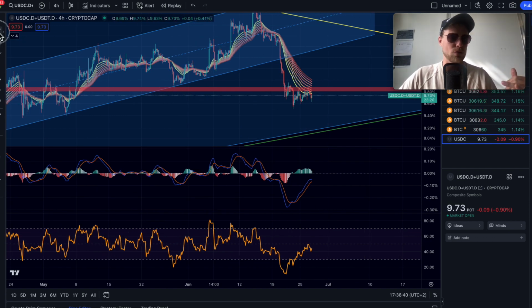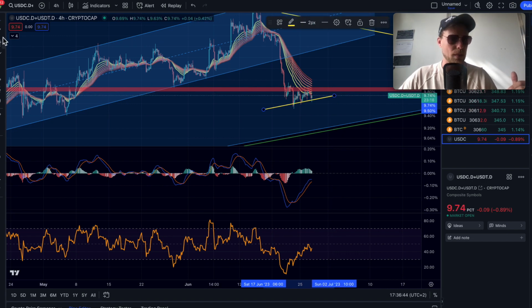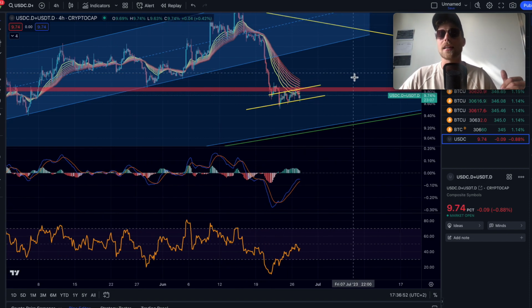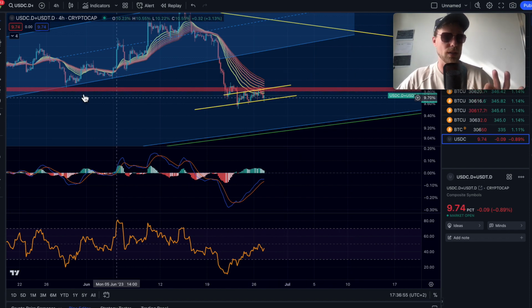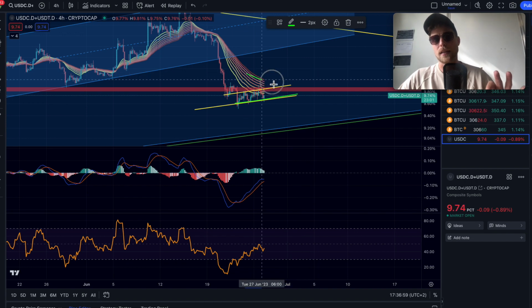Let me show you the structure that we can look at here. We have maybe a bear flag formation, or we can look at it from this perspective. We could also draw it slightly differently. You get the point, right? We are at least getting squeezed between this uptrending support and the EMA ribbon.